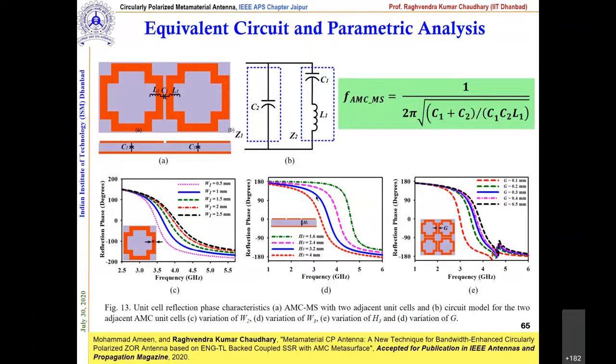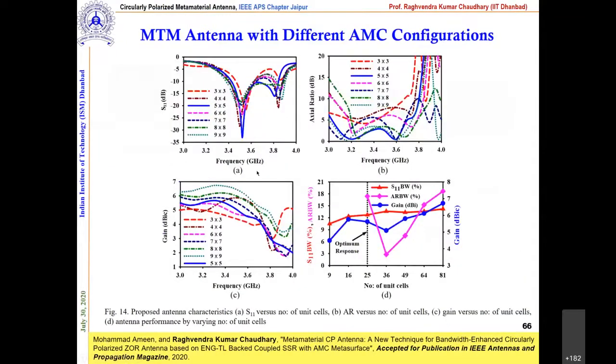So we took 3.2, correct, this value actually, and we used this value to design our antenna and fabricate our antennas as well, correct? And later on, one more analysis we performed here is on different arrays, like 3 cross 3, 4 cross 4, like that, correct?